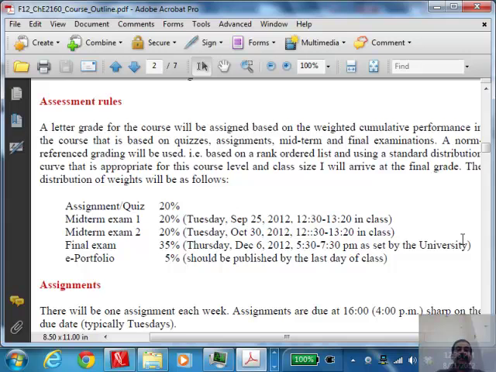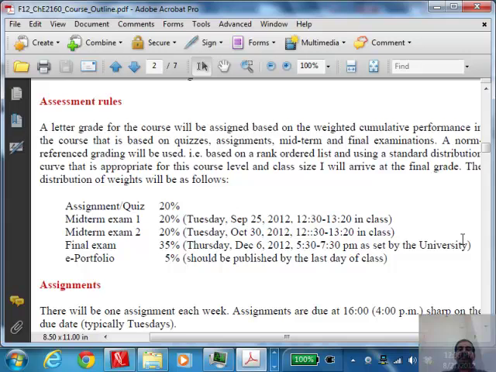Now, the assessment is going to be based on these following rules that you see here. Okay, so there will be assignments, as I said, maybe 10 to 12 assignments. I'll try to have almost one every week, and I might have quizzes, 10-minute, 15-minute quizzes during the lecture hour, typically towards the end of the lecture. Okay, so those will all be worth 20% towards the total weight of this course.